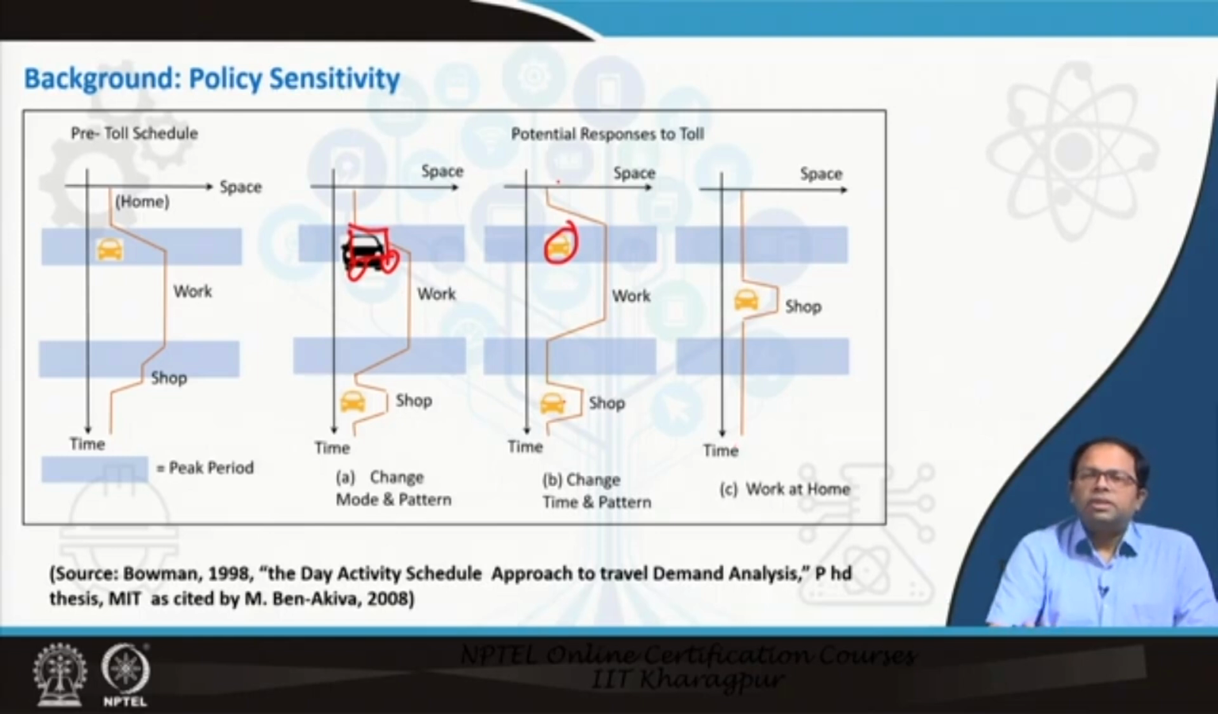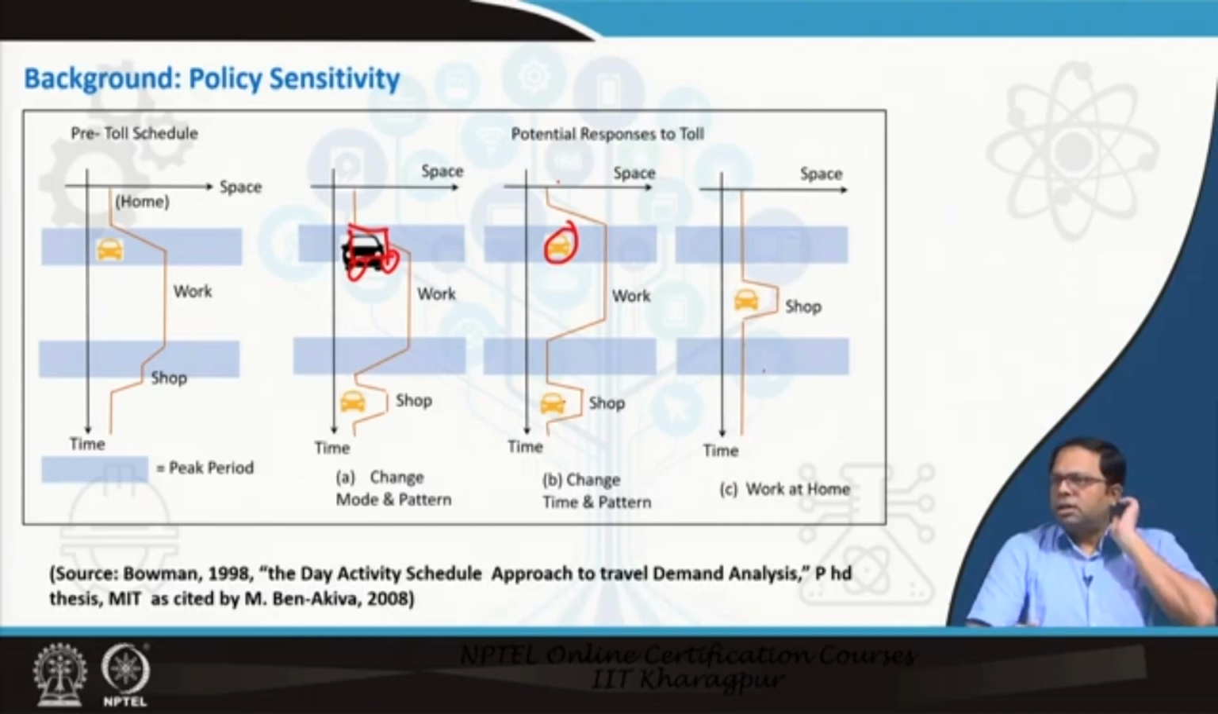He will not go to office at all. During the middle of the day, he will choose to go to the shopping center when it is very empty, do his or her shopping and then come back. So see, these are three alternatives that can happen when this kind of policies are taken.